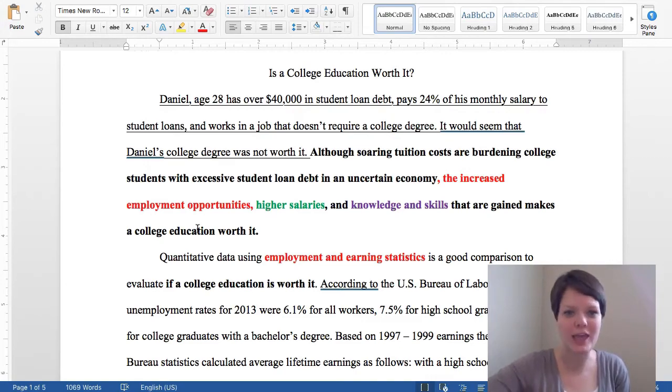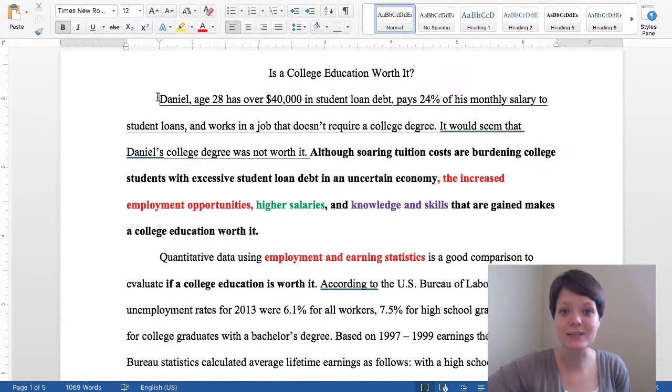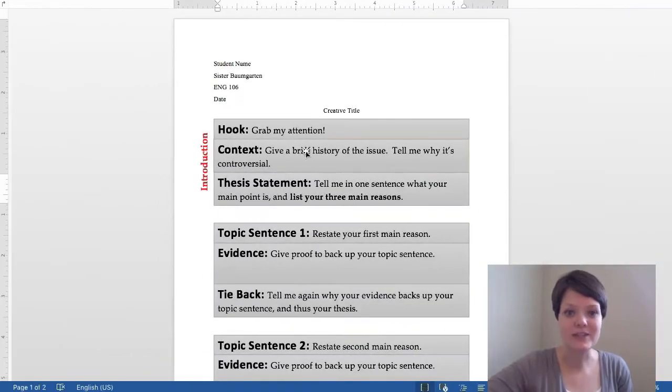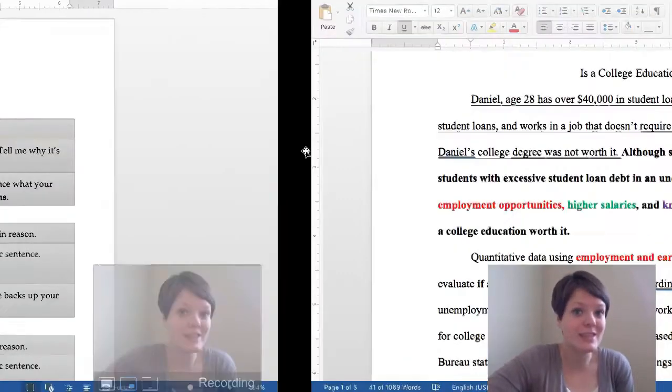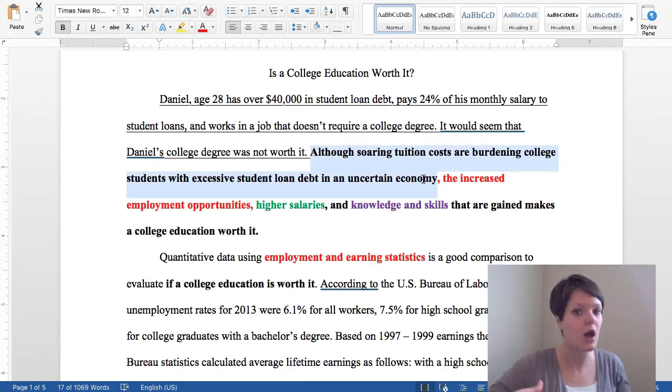All right, how did he do? Did he have a hook at the beginning? Does he grab our attention from the beginning? I think so. I think this underlined portion is where he tries to grab our attention with these staggering numbers of what poor Daniel is dealing with. Then, does the author give us some context on the issue? Yes, I would say the hook gives us some context, as well as this mini opposing viewpoint where he says, although tuition costs are burdening college students with excessive debt, there's the history, there's the problem.